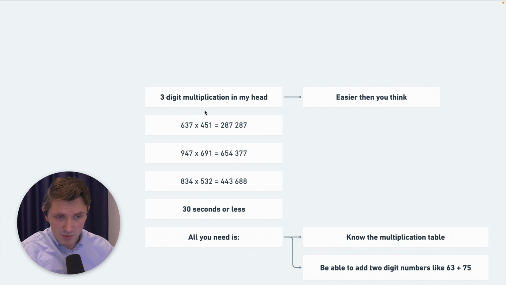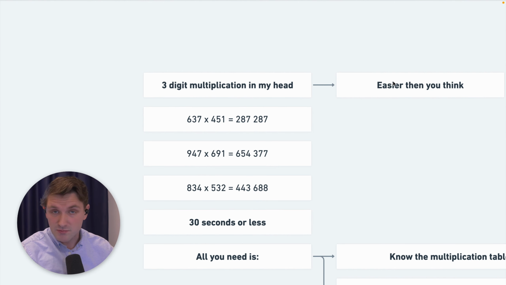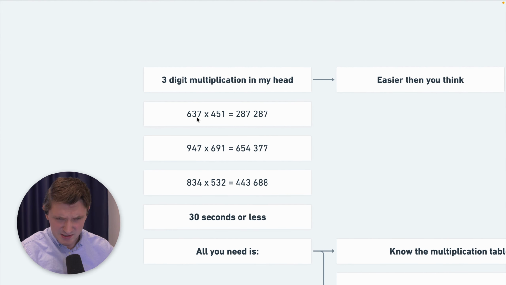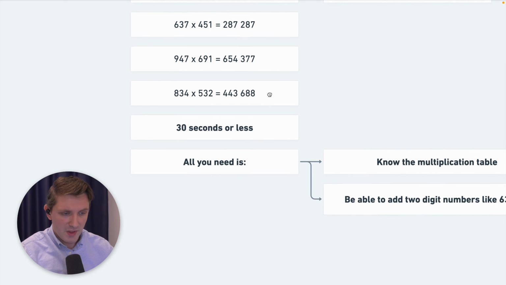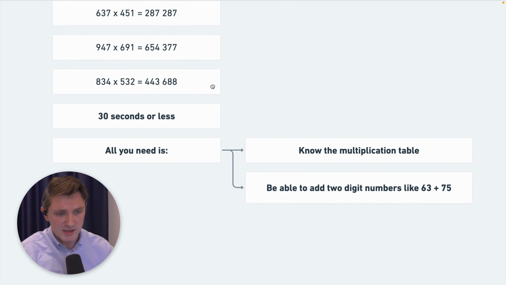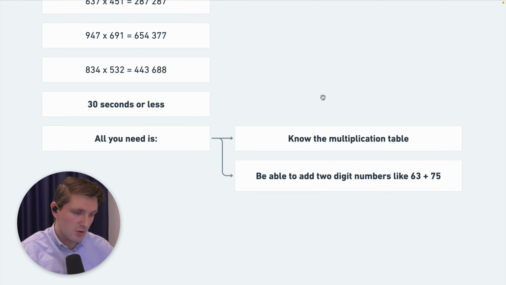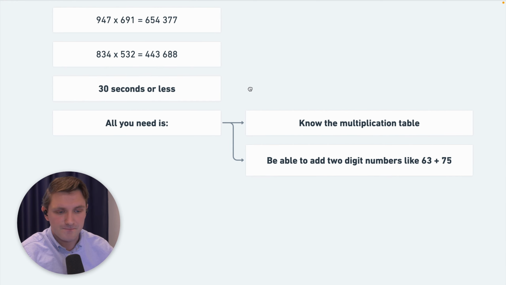So, 3-digit multiplication in your head. I think it's much easier than you think. So basically it's like 637 times 451, and then you get the answer. And this is something you should be able to do in 30 seconds or less. The requirements to actually do this are that you need to know your multiplication table and also be able to add 2 digits like 63 plus 75 together. If you can add them together in your head, then you're golden. You can do this. So let's go on.